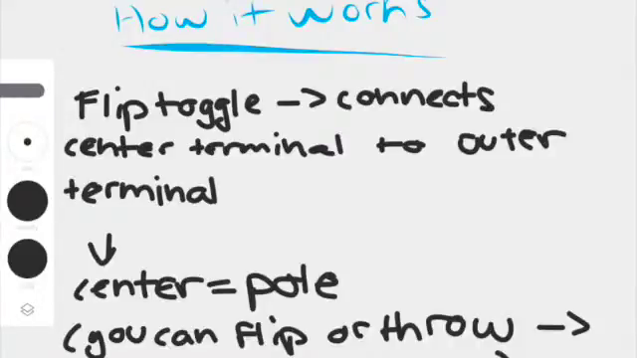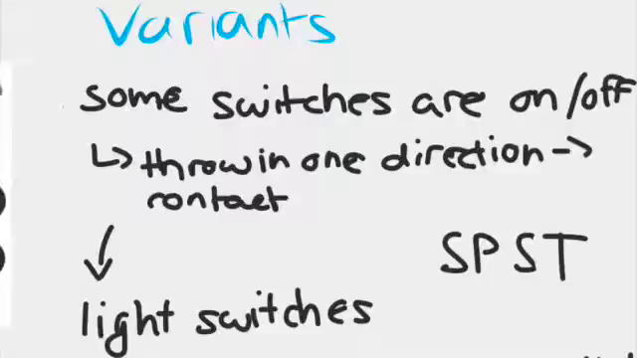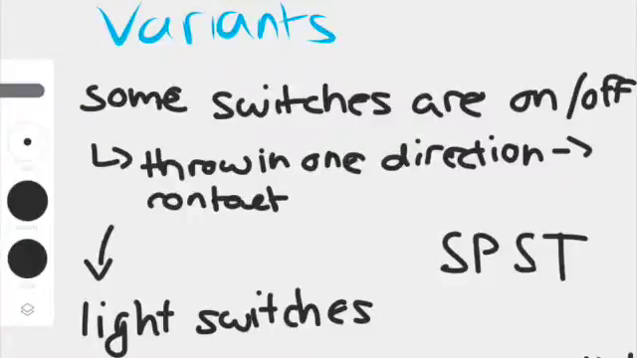So you can flip or throw, and whenever you can do that, it's called an SPDT, or a single pole double throw. This means you have one pole and then you can throw either way, on or off. While we're on the subject of on and off switches, let's go on to our next topic. Some switches are on and off, and they throw one direction and they reach the contact.